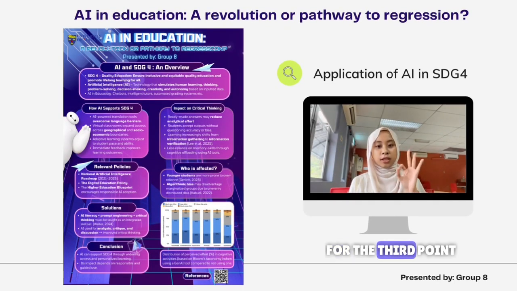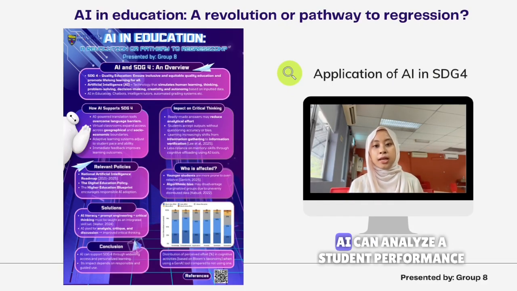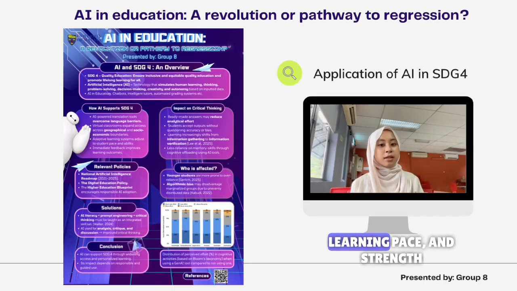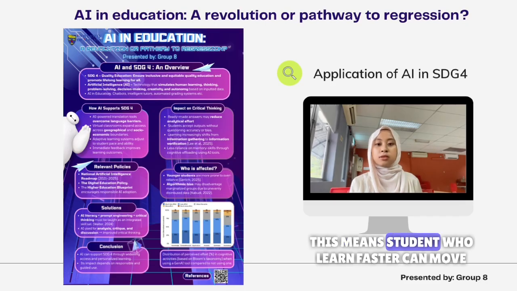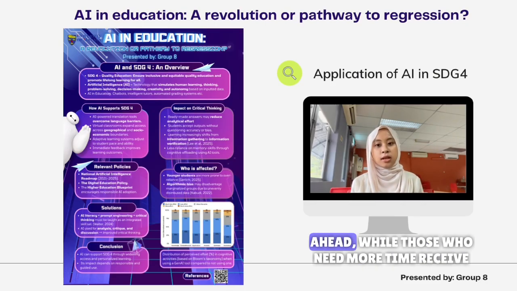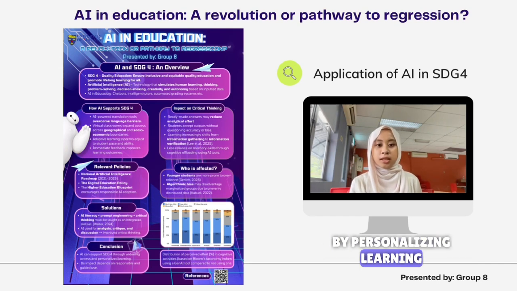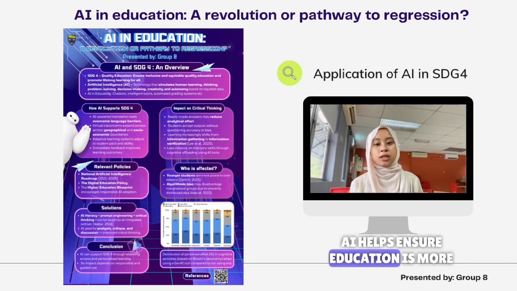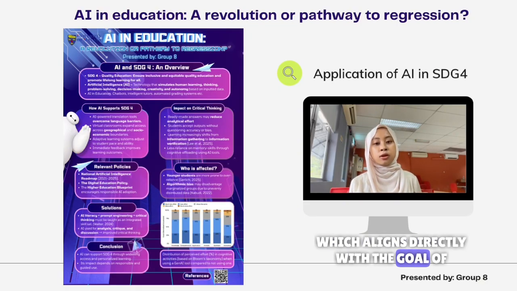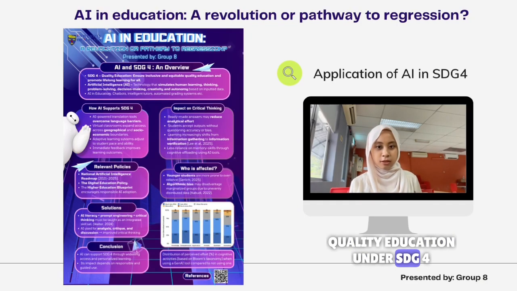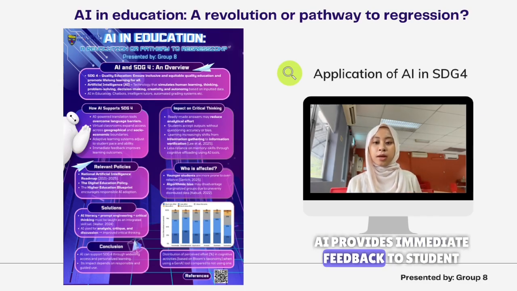Thank you, Alia. For the third point, AI supports SDG 4 through adaptive learning systems. AI can analyze a student's performance, learning pace and strengths, then adjust the content accordingly. This means students who learn faster can move ahead, while those who need more time receive additional support. By personalizing learning, AI helps ensure education is more inclusive and equitable, which aligns directly with the goal of quality education under SDG 4. Moving on to the fourth point, AI provides immediate feedback to students.